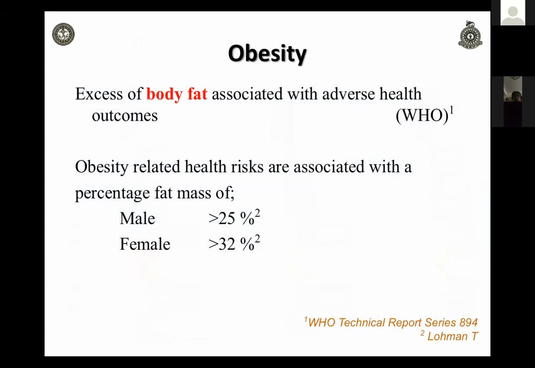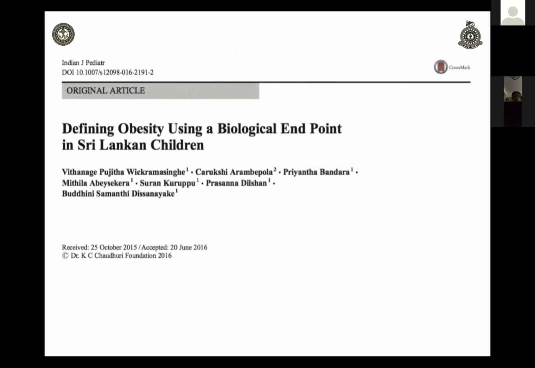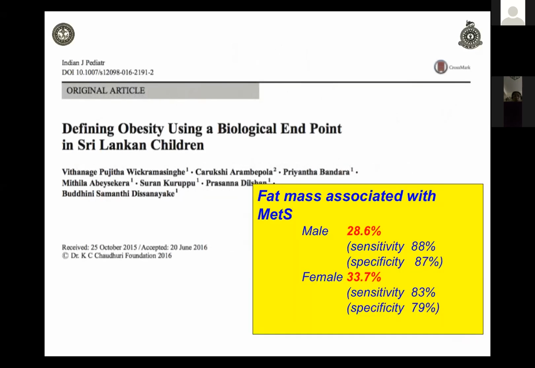If we get into the technicality, obesity is not actually having a large BMI or body weight. It is actually having a large amount of fat that would be associated with adverse health outcomes in a person. In the world, it has been mapped out to be roughly more than 25% for adult males and 32% for females. For Sri Lanka, we have worked out roughly 28.6% for males as well as 33.7% for females. This is for 5 to 15-year-old children.